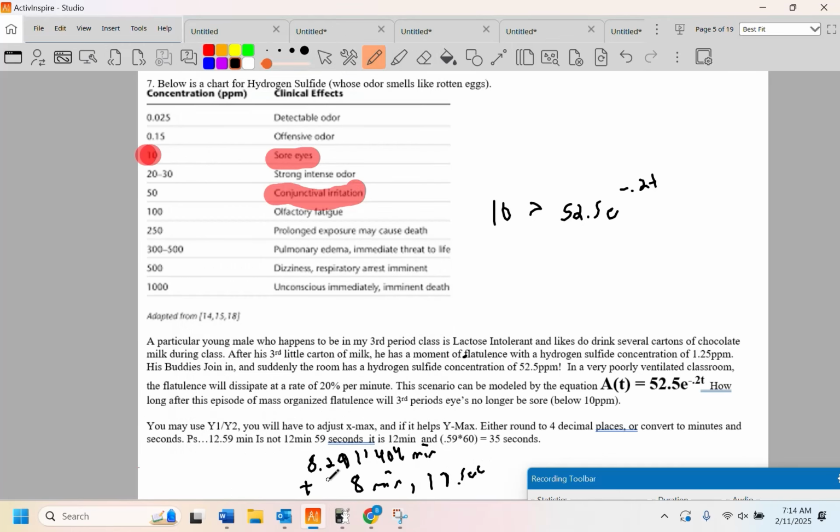So it's actually an inequality when the time is greater than that. Not a single kid answered that question with an inequality. It's where time is greater than. So at 8 minutes, 18 seconds, your eyes quit hurting, although the room still stinks bad.